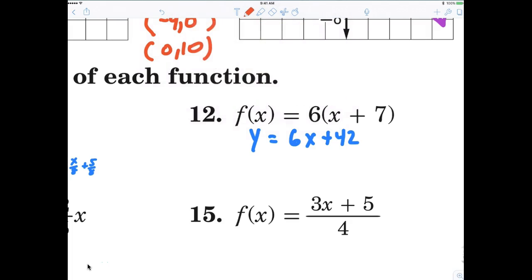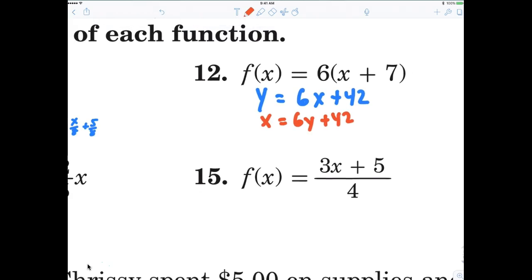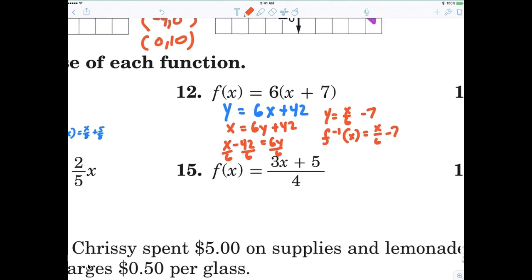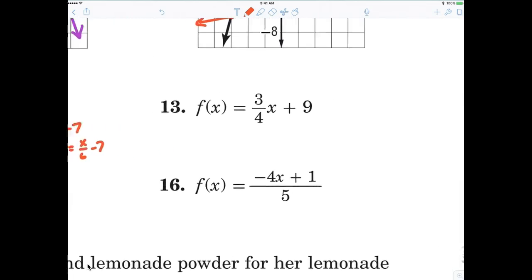Now we're going to switch the x and y. So x is equal to 6y plus 42. Now we're going to solve for y by subtracting 42. x minus 42 equals 6y. Now divide everything by 6. So now we would say y is equal to x over 6 minus 7. We're going to write the symbol f of negative 1 of x, which just means the inverse of that function, is x over 6 minus 7. Very easy. Check out number 13.